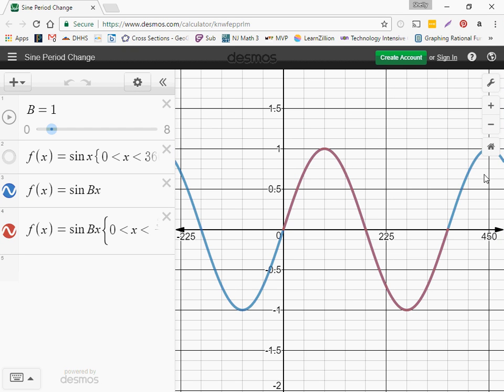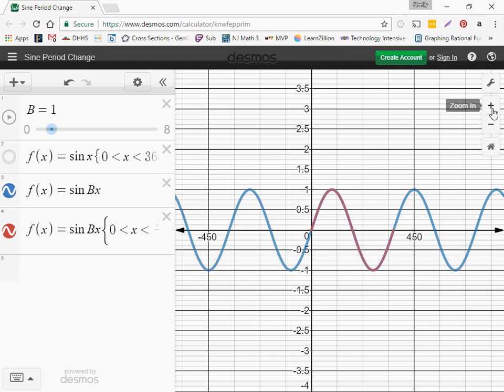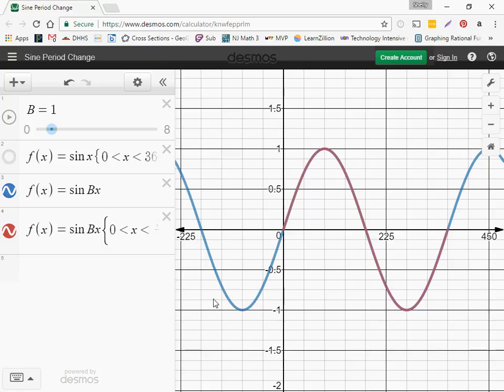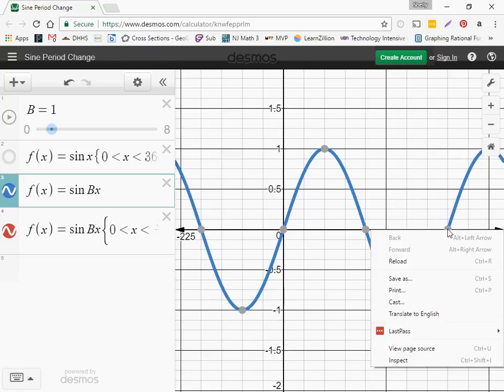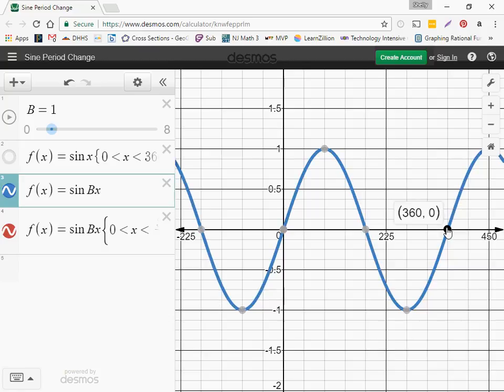So here's the graph of the sine of x, and you can see I have one cycle shown in red to help you see that one cycle, and this one happens to be in degrees instead of radians, so that's why you see the 225 and the 450. This point right here is the point 360, so the cycle begins and ends there.